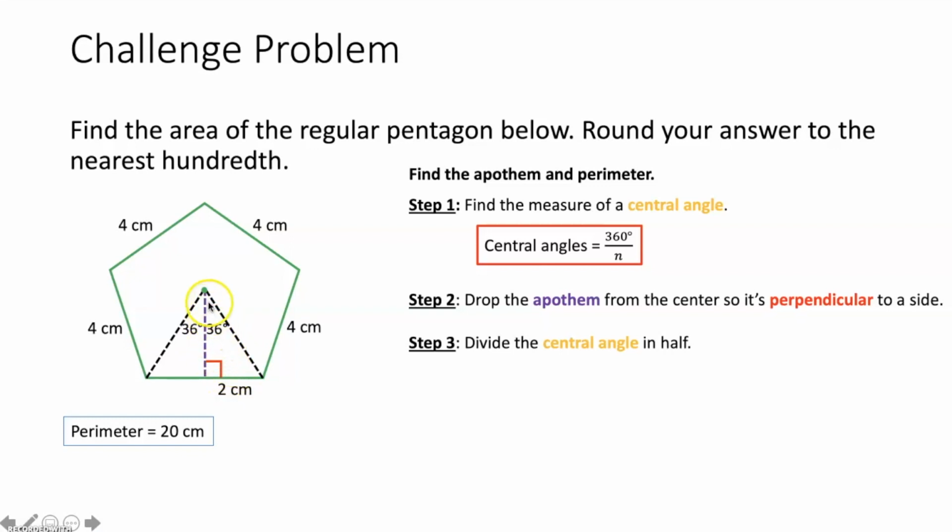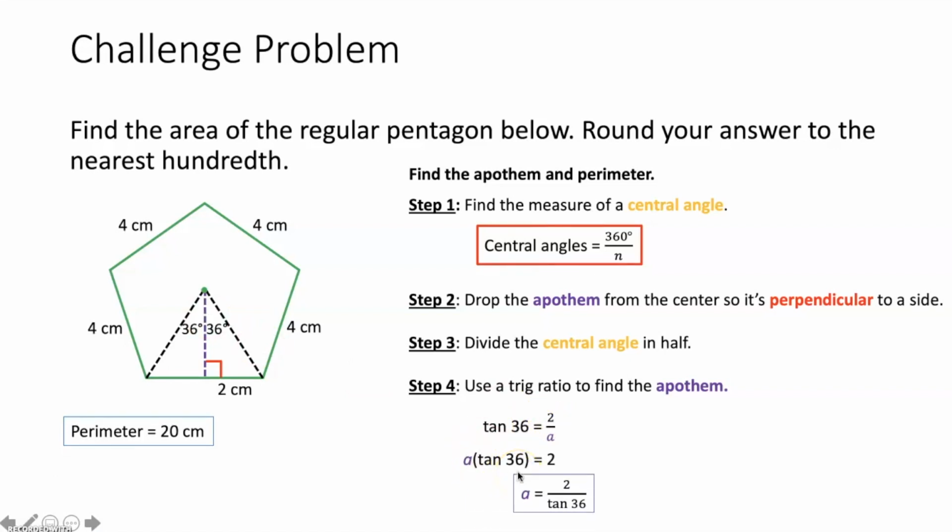Oh, well, maybe we could use a trig ratio because we do have a right triangle. We're given an angle. We're given the side opposite. We're trying to find the side adjacent. So what trig ratio could we use to find our apothem here? Well, what trig ratio involves opposite and adjacent? That would be tangent. So we could say tangent of our angle, 36 degrees, is equal to the side length opposite that given angle, which is 2 centimeters, over the side length adjacent to that given angle, which would be this apothem right here. We'll call that A. So now, how do I solve for this A? Well, I multiply both sides of the equation by A, divide both sides by tangent of 36, and now I have the value of my apothem.